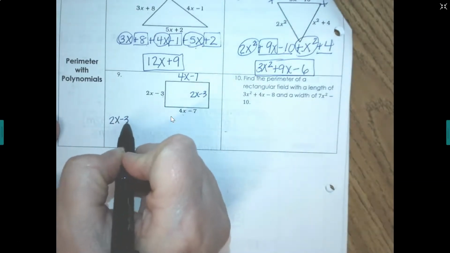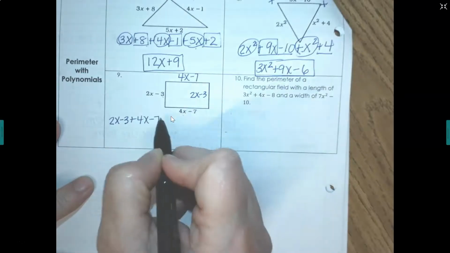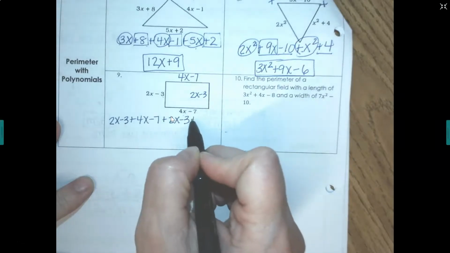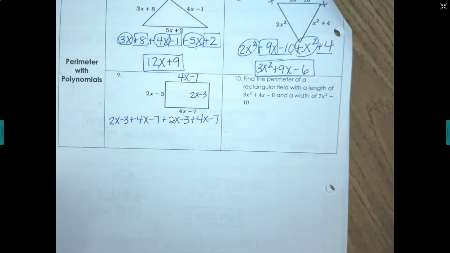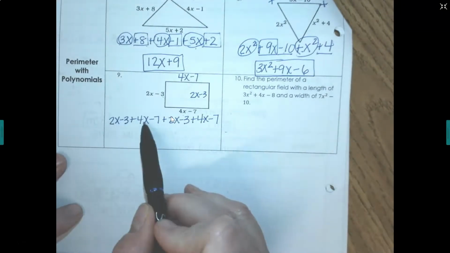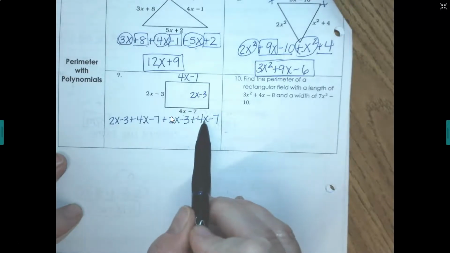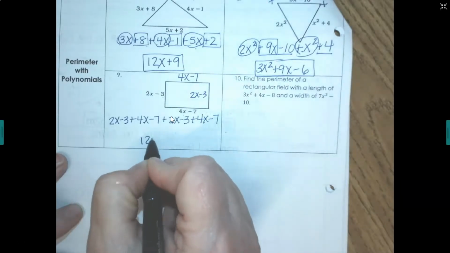So we have a side that is 2x minus 3, plus a side that is 4x minus 7, plus a side that is 2x minus 3, plus the side that is 4x minus 7. From here, it's just combining like terms. So 2x plus 4x is 6x, plus 2 more is 8x, plus 4 more is 12x.